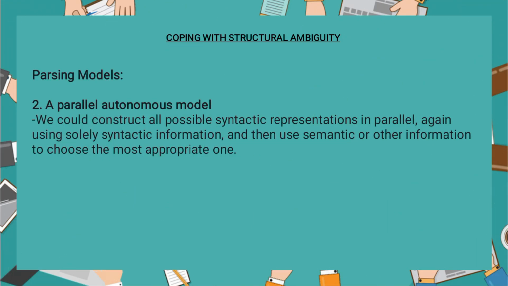The second one: this model is called parallel because it works on all possible structures at the same time, and autonomous because each structure is built independently of the others. It's a way of understanding how our brains might process language by exploring multiple possibilities simultaneously and then selecting the best one based on meaning.